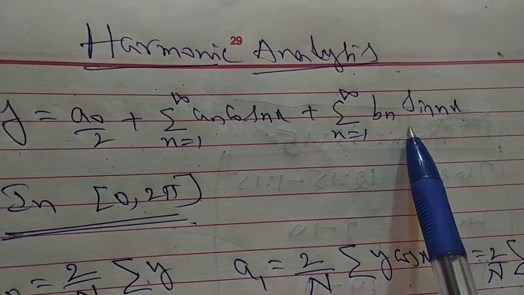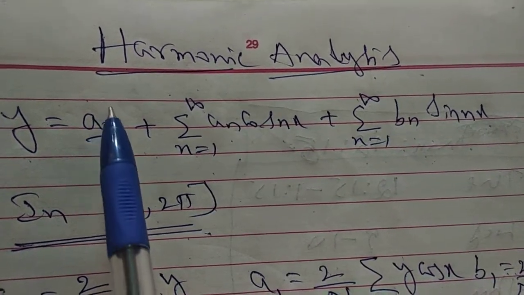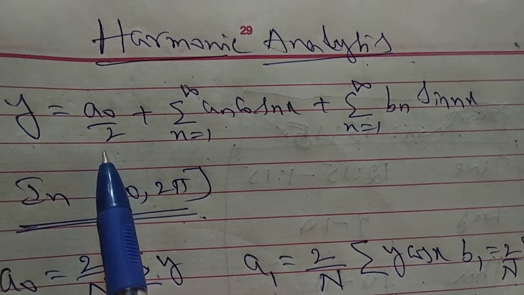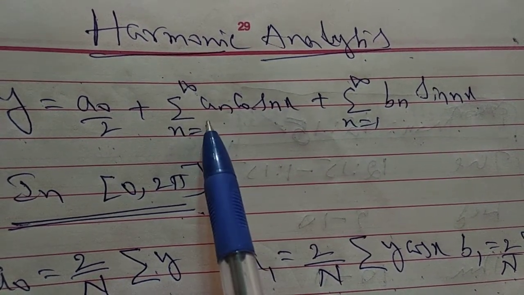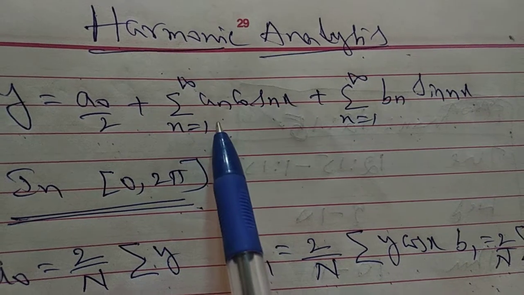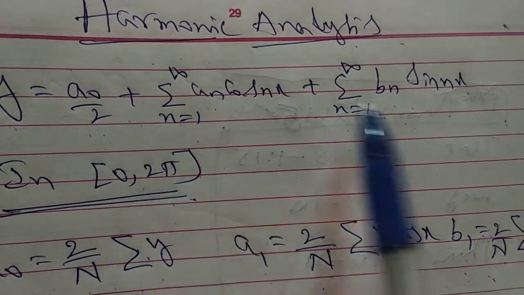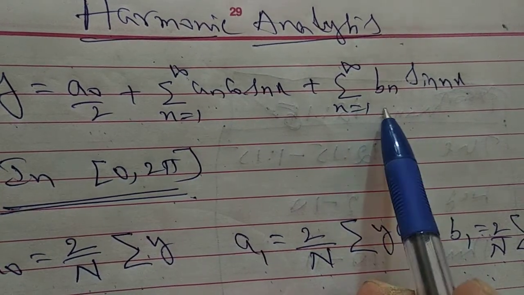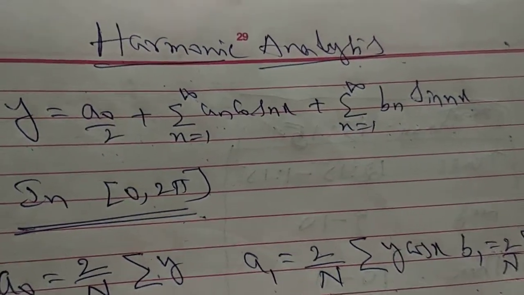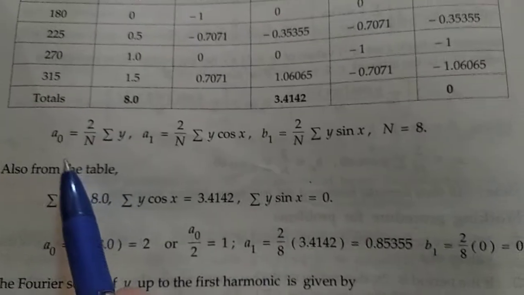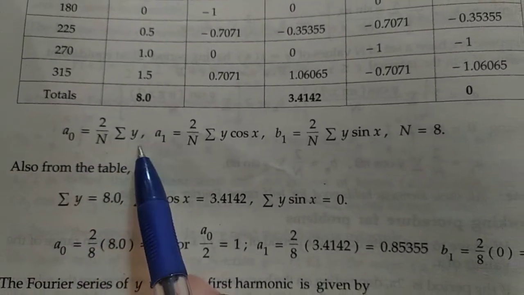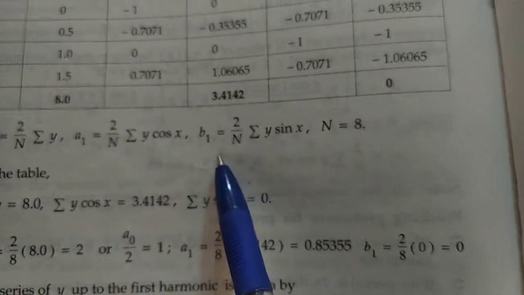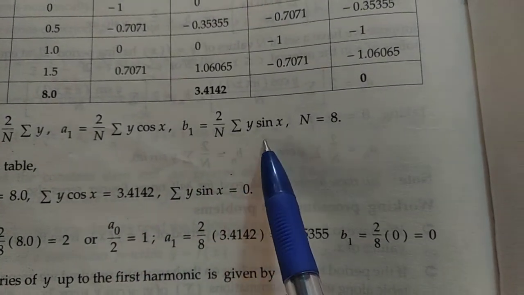So in this problem, you have to find the constant term, meaning a naught by 2, and also the first cosine term. The coefficient of the first cosine term, a1, you have to find out. The coefficient of the first sine term, b1, you have to find out. So a1 and b1 you have to find. Now, what is the a naught formula? 2 by n summation of y. Here a1 is 2 by n summation of y cos x, and b1 is 2 by n summation of y sin x.